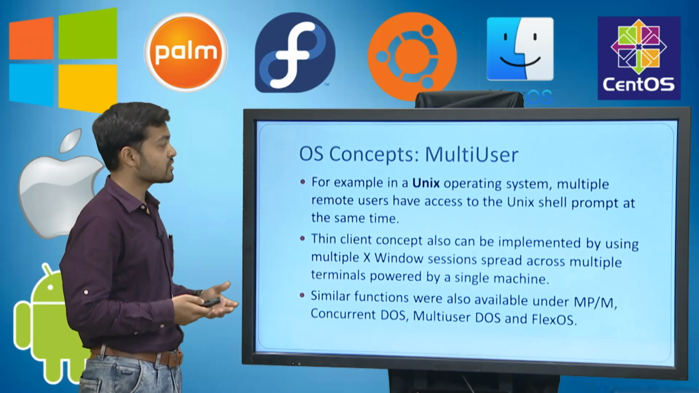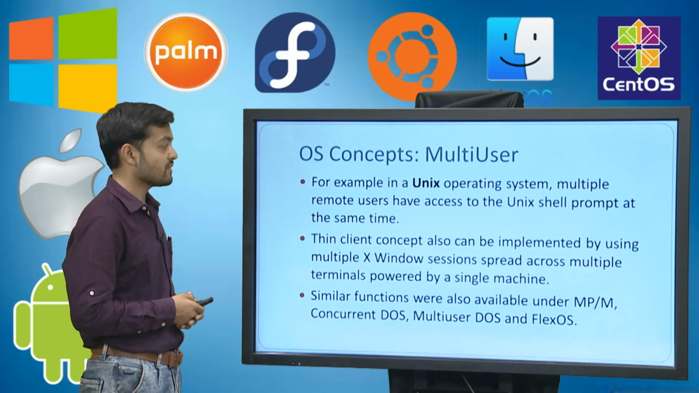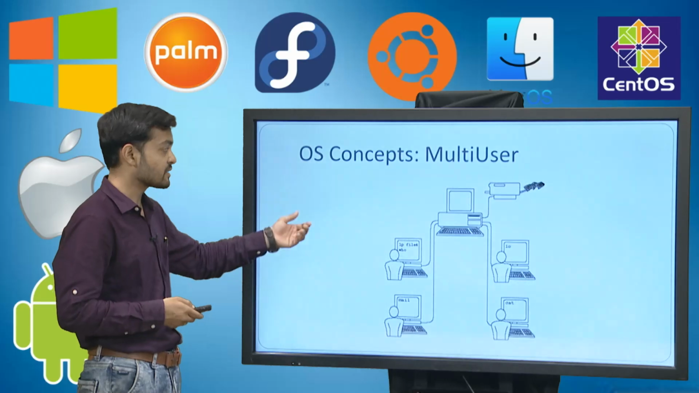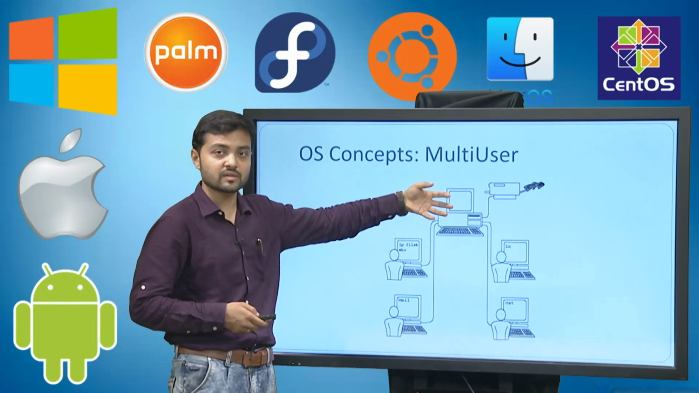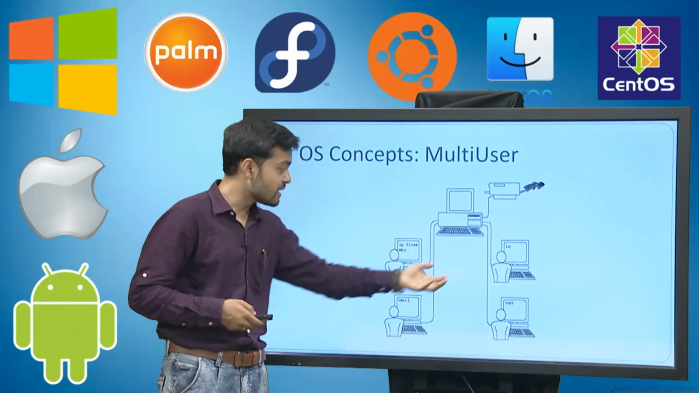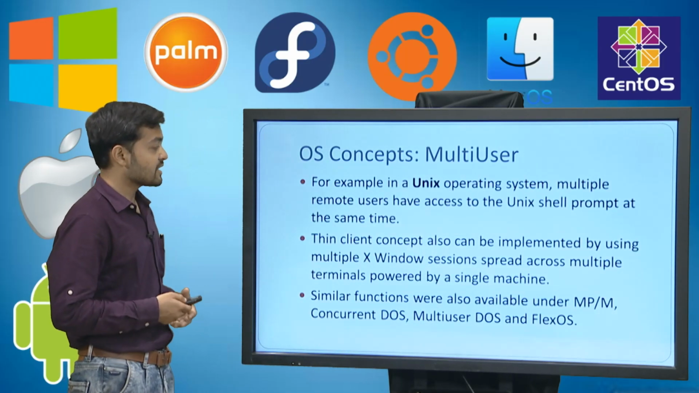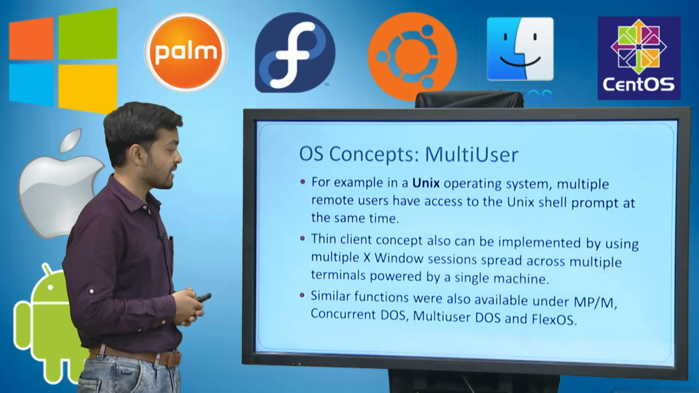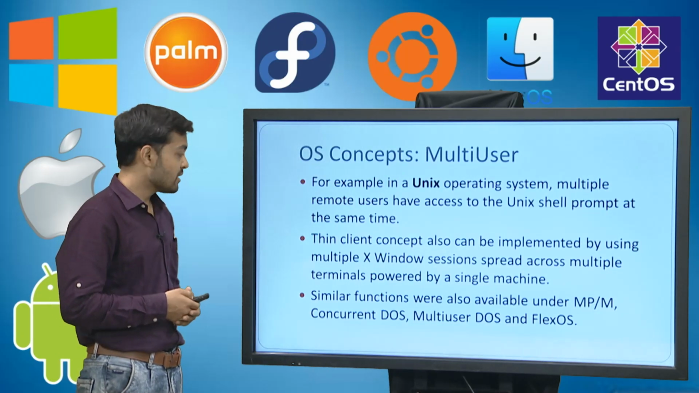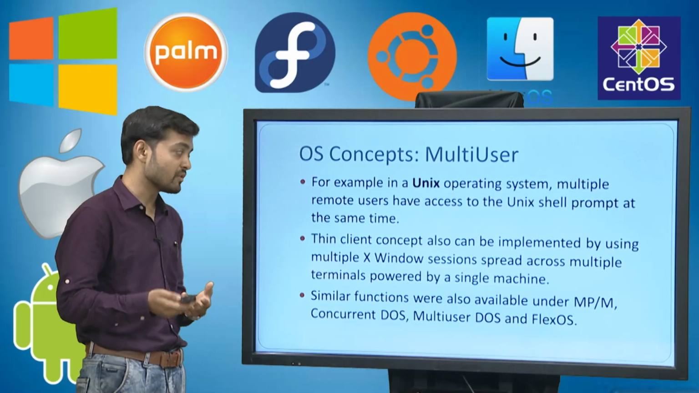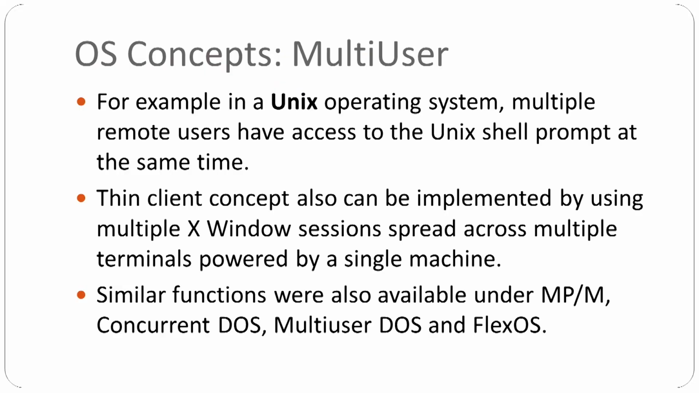For example, in a Unix operating system, multiple remote users have access to the Unix shell prompt at the same time. As I have explained here, you can assume that this is the Unix shell prompt that will be used by multiple users at the same time. The thin client concept can also be implemented by using multiple X Windows sessions spread across multiple terminals powered by a single machine. Similar functions were also available under MP/M, Concurrent DOS, as well as Multiuser DOS, FlexOS, etc.